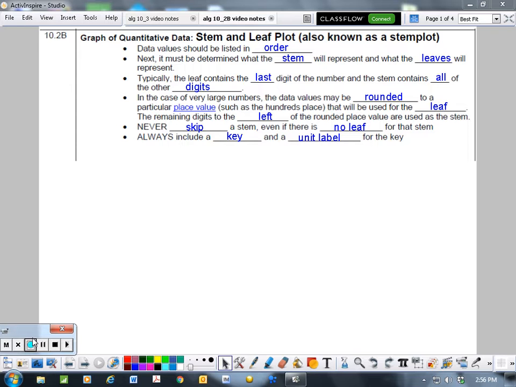And so with our stem and leaf plot, so let me highlight this really quick. Stem and leaf plot. Also known as a stem plot. So what ends up happening is you should always start with your data values listed in order. So we put everything in order, and then we have to decide what the stem will be. So the stem usually goes on this side of the line, and the leaves will go on the other side of the line. So we've got left side for stem, right side for leaf. And what's going to happen is your leaf is going to contain your very last digit. And then the stem is going to contain all the other digits.